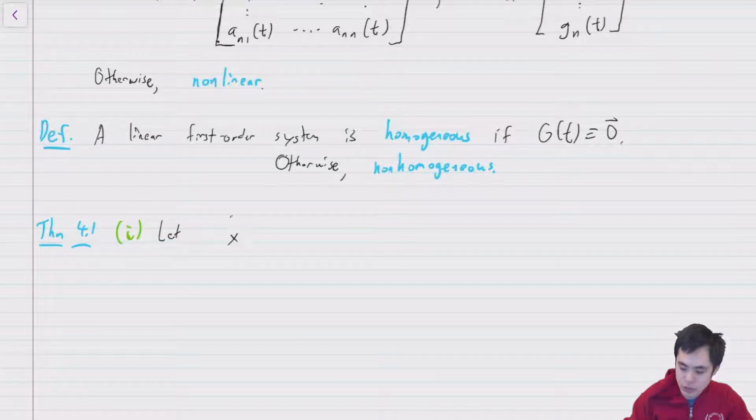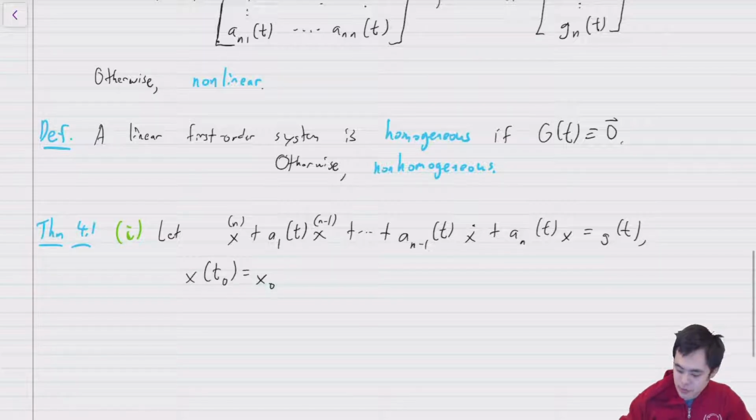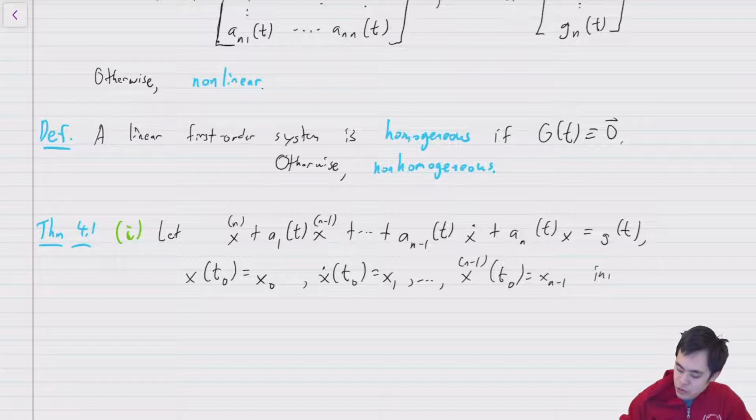So let's use the other notation just to make life easier. x to the n, plus a1(t) x to the n minus 1, all the way through a_{n-1}(t) x dot plus a_n(t) x, is equal to g(t). And we have x(t0) equal to x0, x dot(t0) equal to x1, and x to the n minus 1 of t0 equal to x_{n-1}, initial conditions.